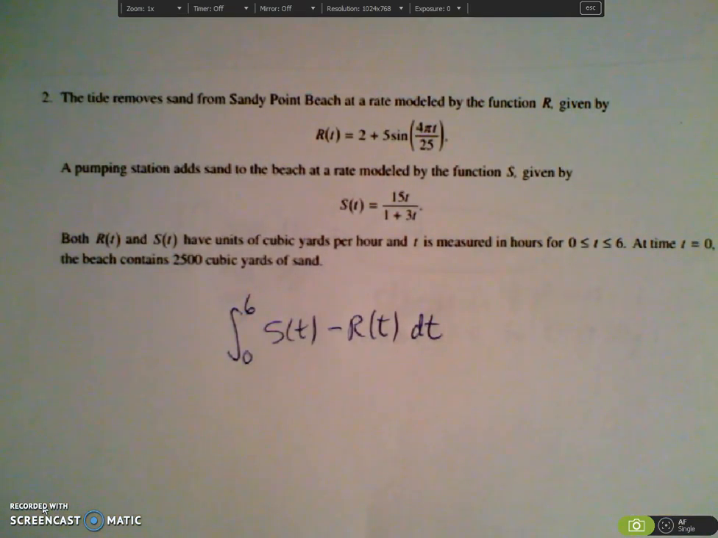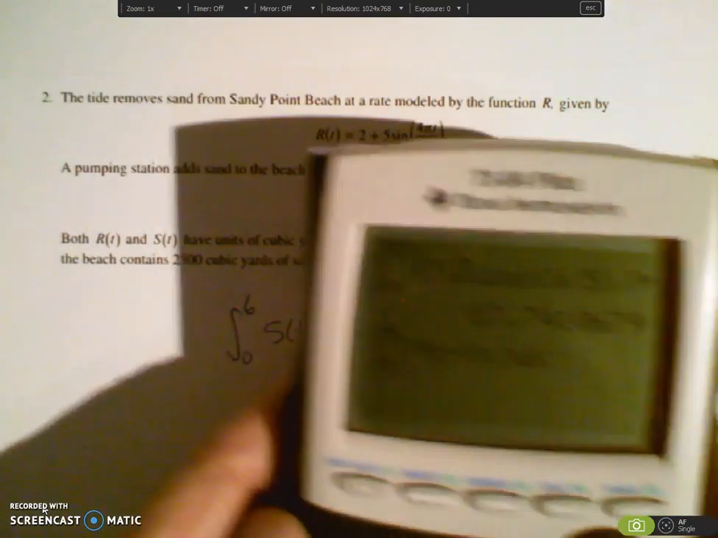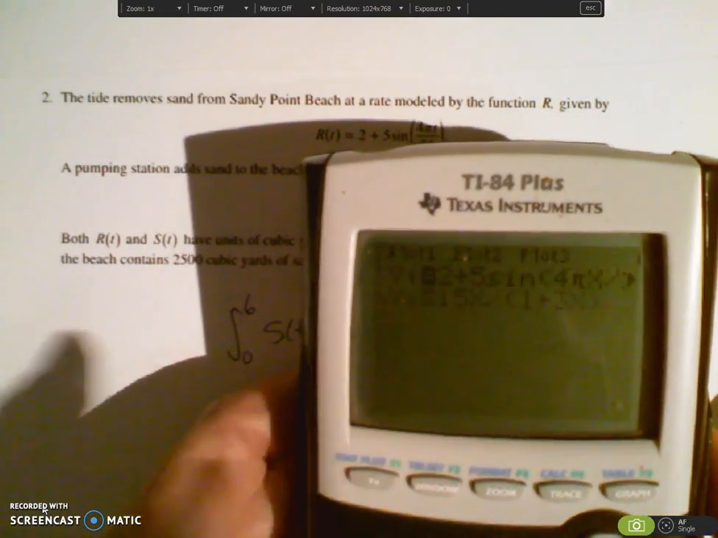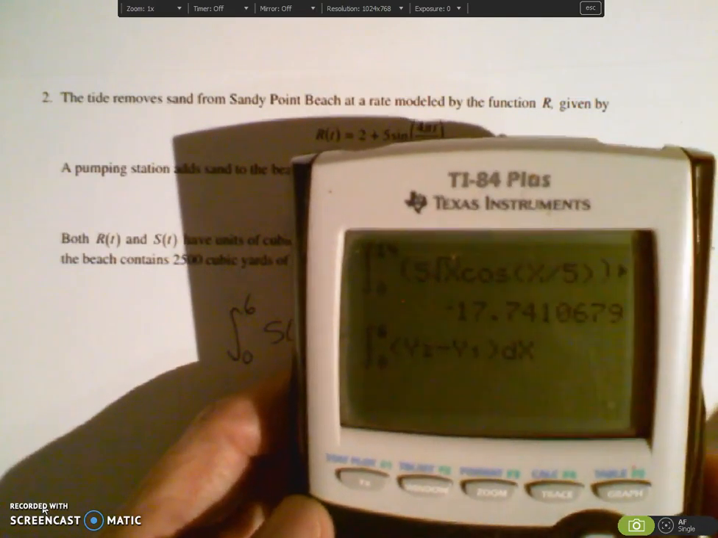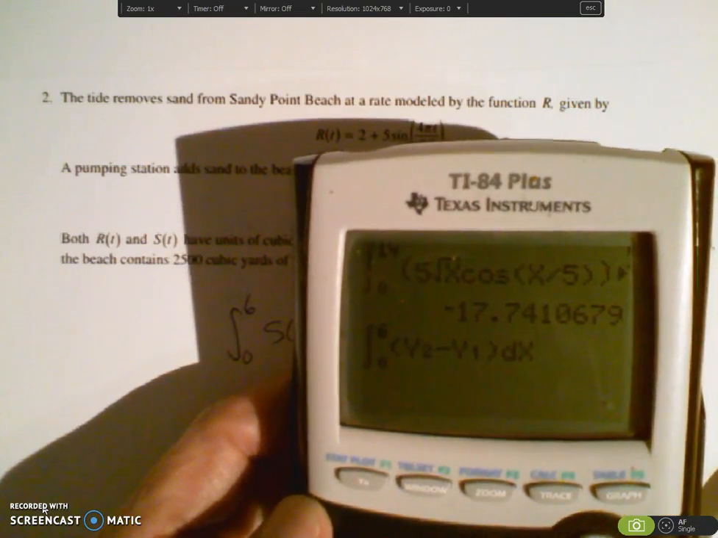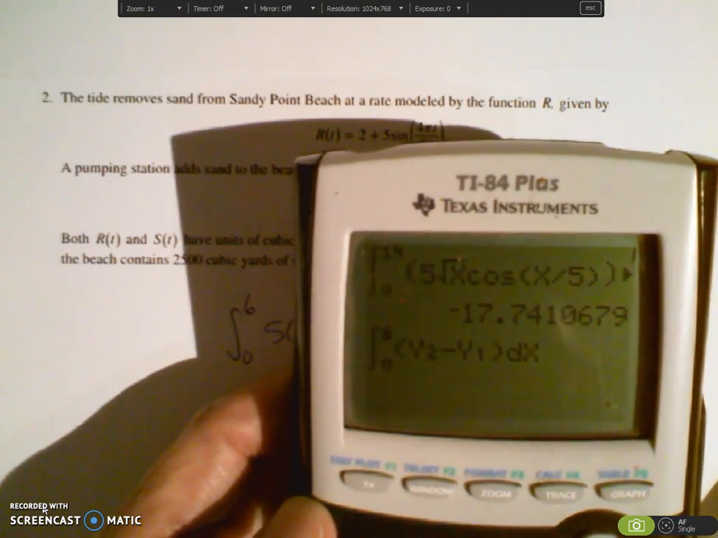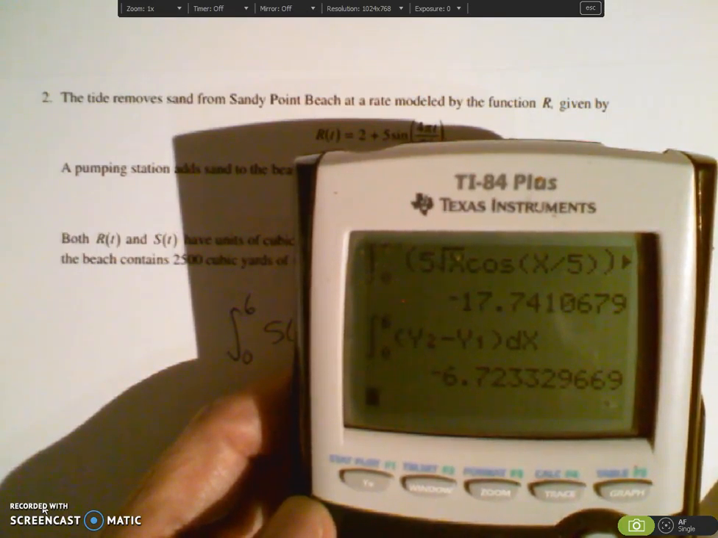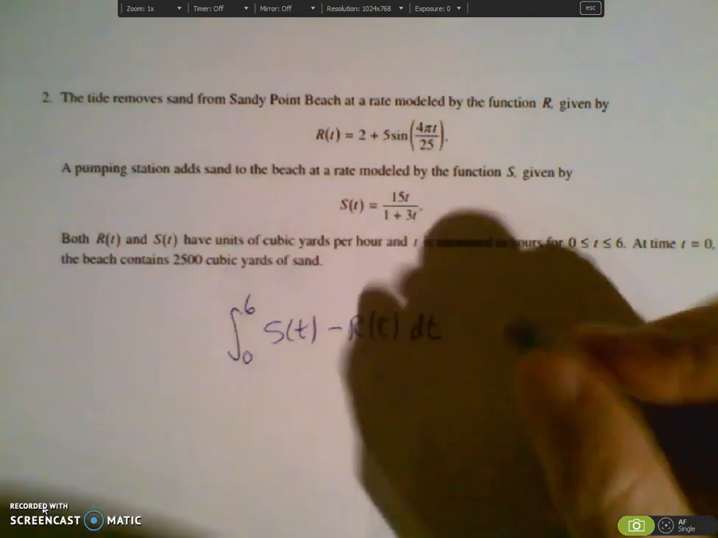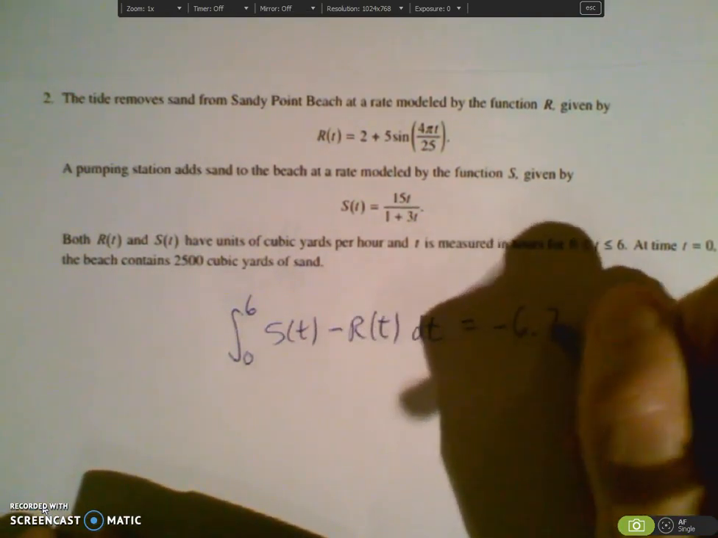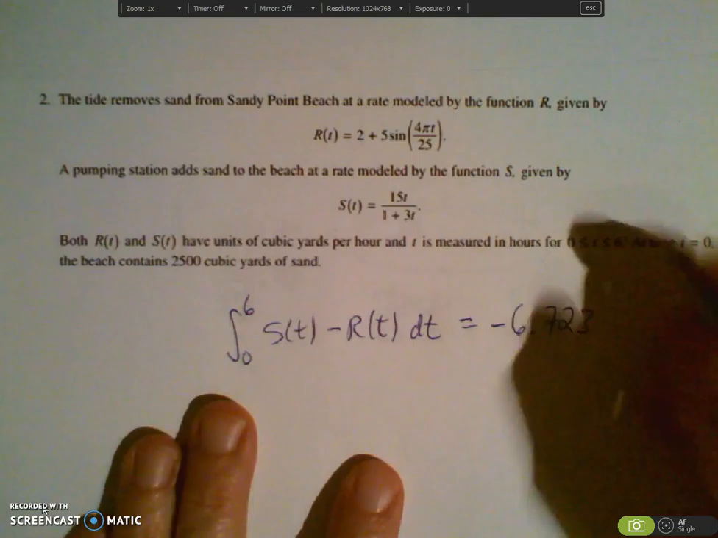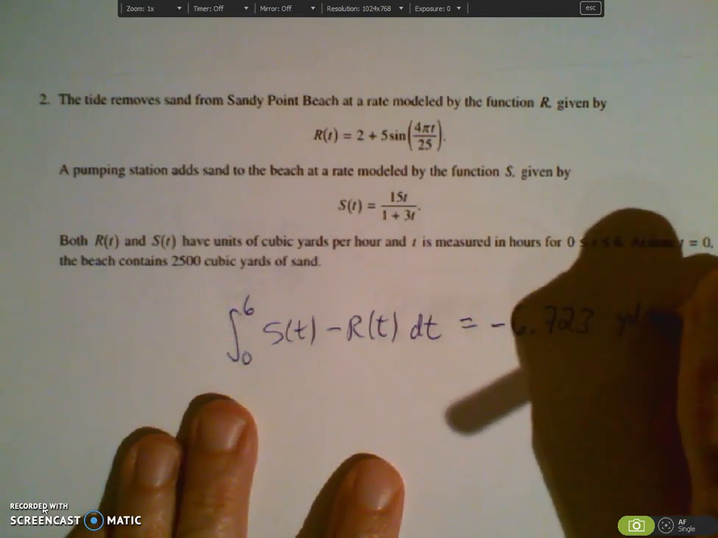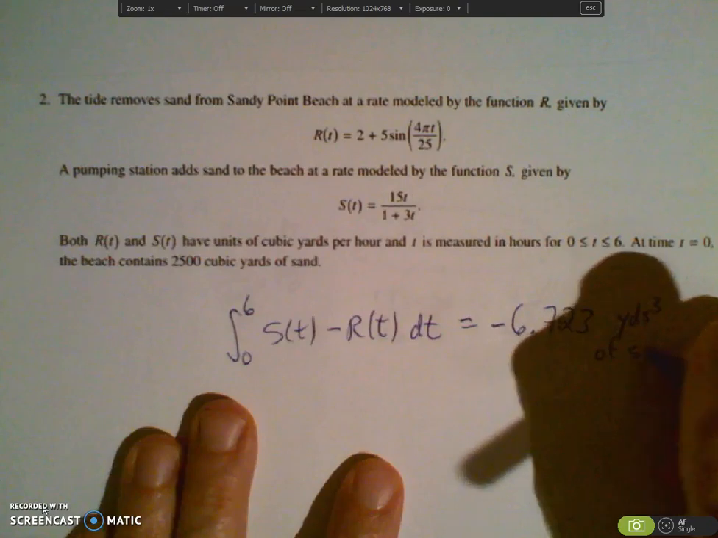So, again, let me go to my calculator, and you'll notice that this time I've stored these functions at y equals, and I've entered my integral into the calculator. I'll go ahead and hit enter. And again, notice that I have a negative result, negative 6.723. And this is going to be measured in cubic yards of sand. So, cubic yards of sand.